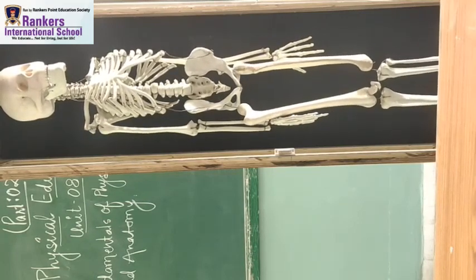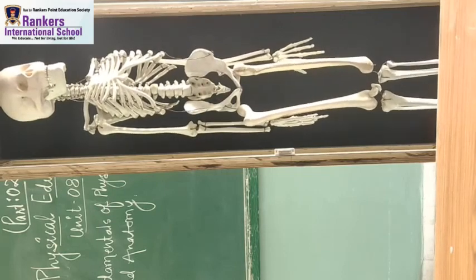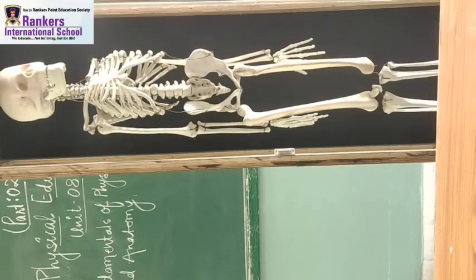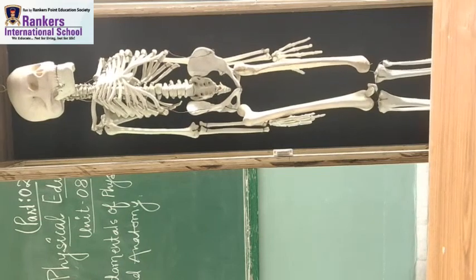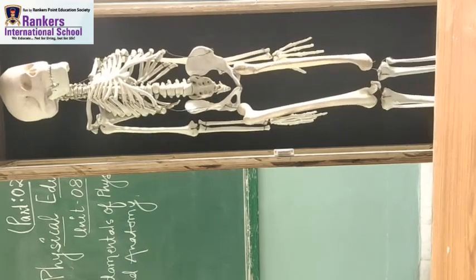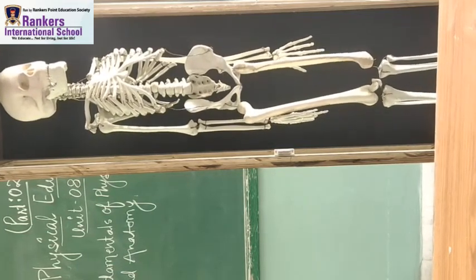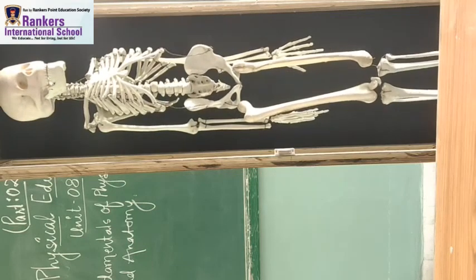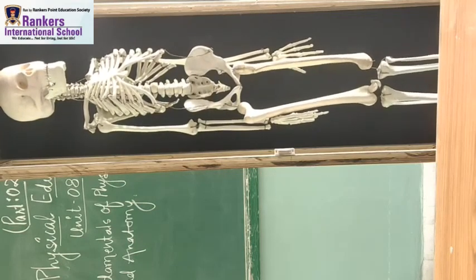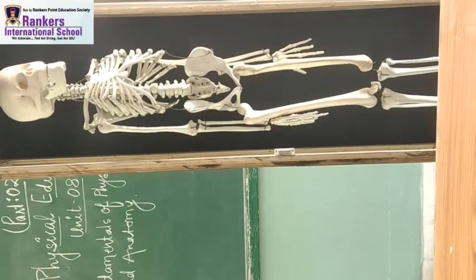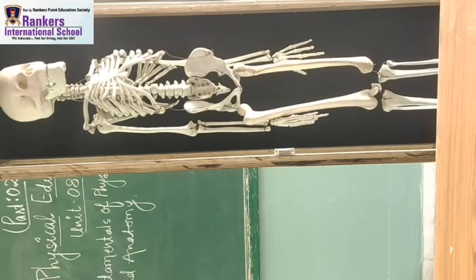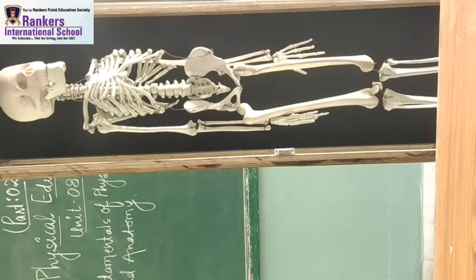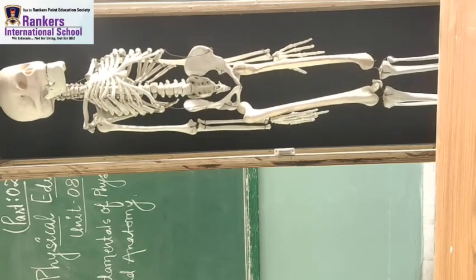Whenever I talk about the axial skeleton, it consists of vertebral columns. Remember my point, right? Vertebral columns, rib cage, skull. It is responsible for maintaining upright posture, carrying the weight from the head to the hip joints. There are a total of 80 bones in the axial skeleton. How many bones are there in the axial skeleton? 80 bones are there, right?